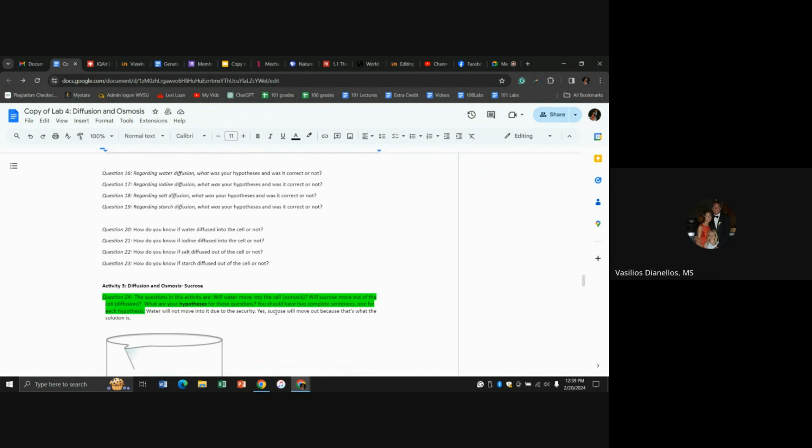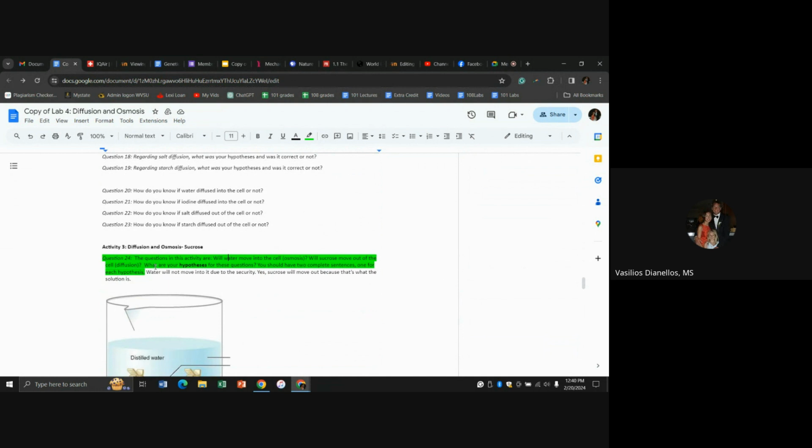Yes, sucrose will move out because that's what the solution is. I hate to do this, but I might have to deduct a point. Let me think. No, I'm not going to deduct any points because the question only said, "Will water move into the cell? Will sucrose move out?" I didn't ask you to provide an explanation. So you did a good thing by going above and beyond by providing an explanation. So I don't want to punish you because your explanation is incorrect.